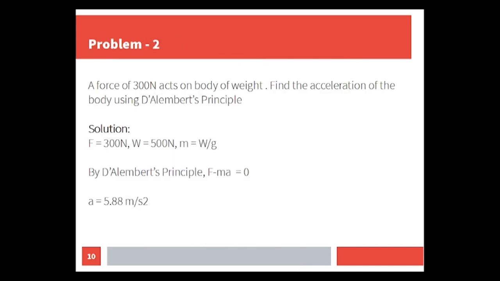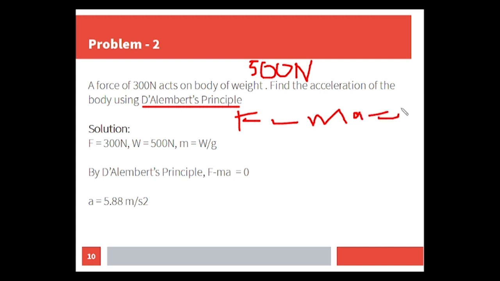So let's move on. A force of 300 newton acts on a body of weight, sorry, the weight over here, it's 500 newton actually. Find the acceleration of the body using D'Alembert's principle. So D'Alembert's principle equation is nothing but F minus ma is equal to 0.